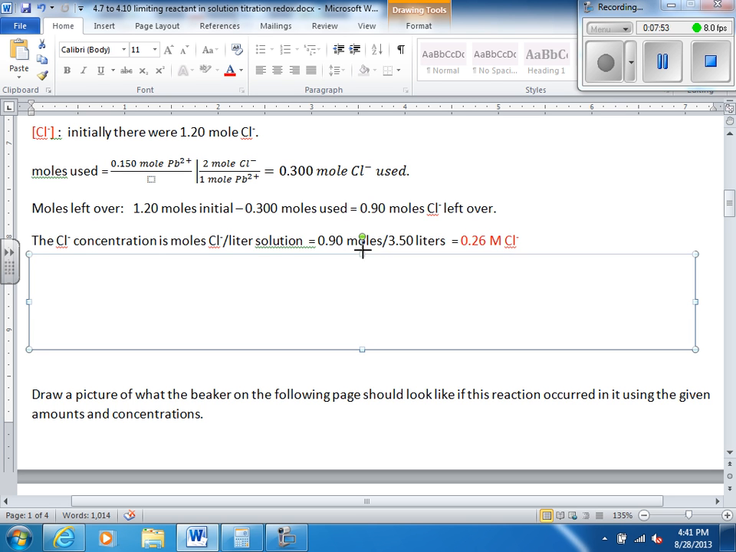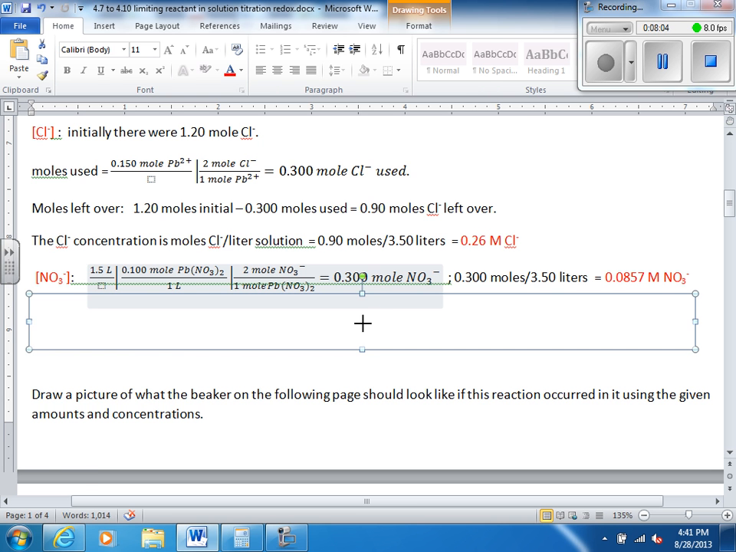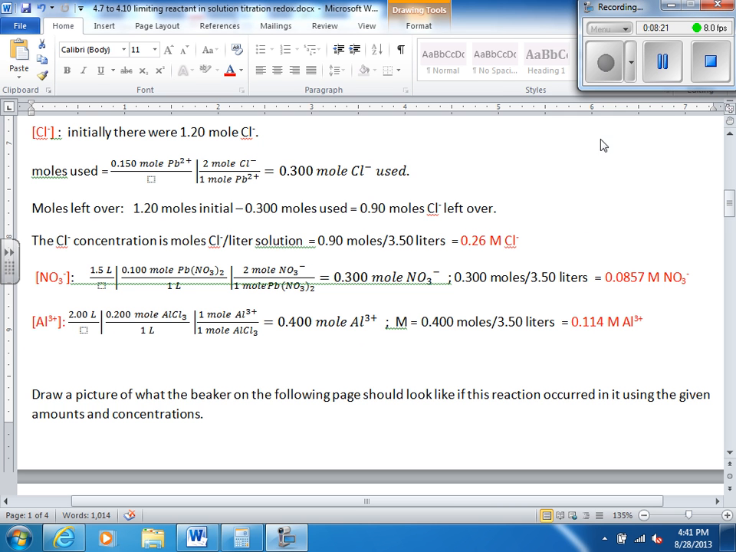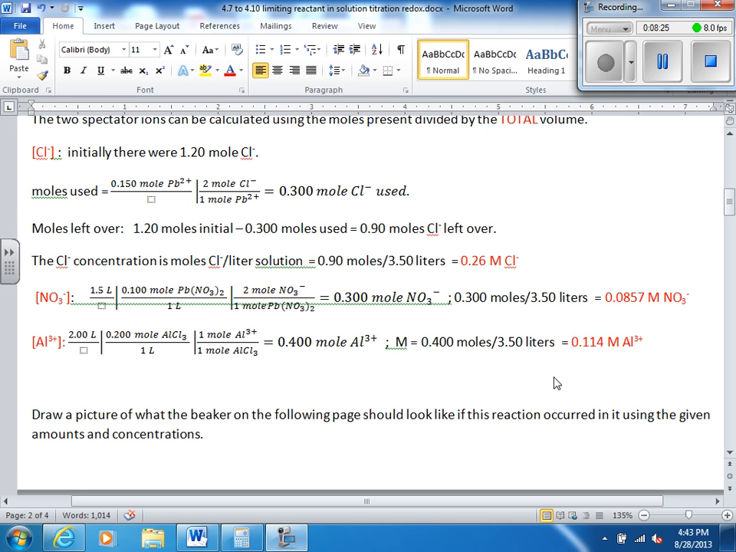Now for the spectator ions, you can pause this, figure it out yourself, figure out how many moles you started with, and divide by that 3.5 liters, because they're your spectators. They don't change from beginning to end. And here's your answers. There you go. So for the nitrate, you calculate how many moles of nitrate you have. You have to be careful about that subscript 2 there. You divide your moles by your liters to get your molarity. Same thing with the aluminum. Now this stuff is all going to disappear in just a moment, but you should get it.